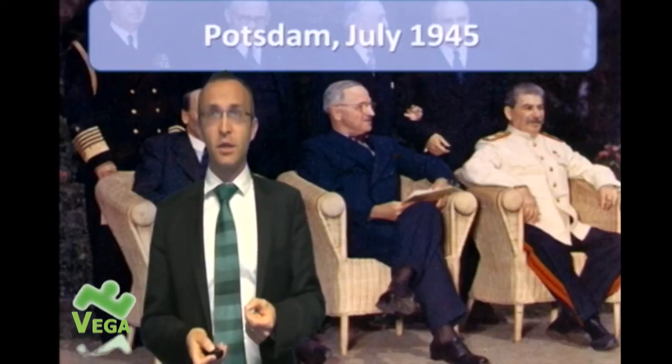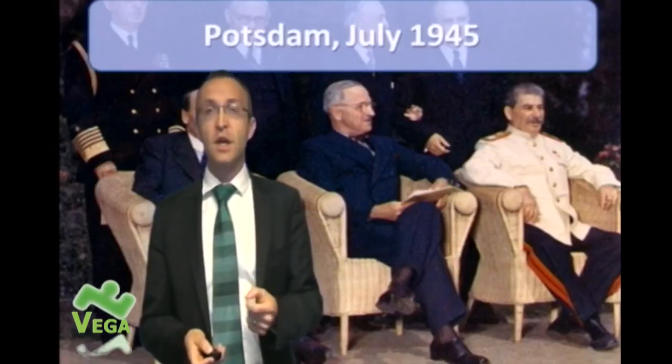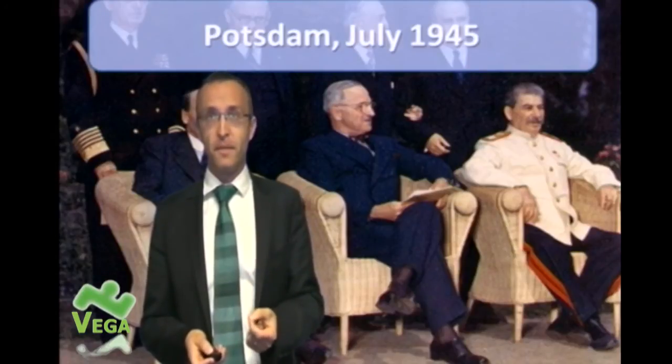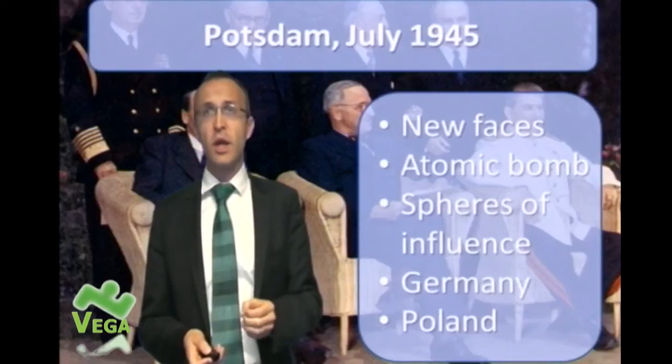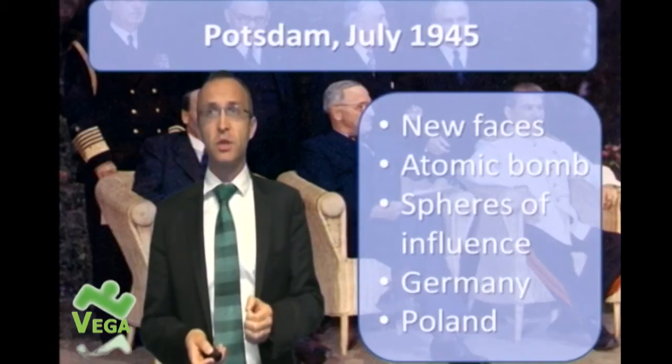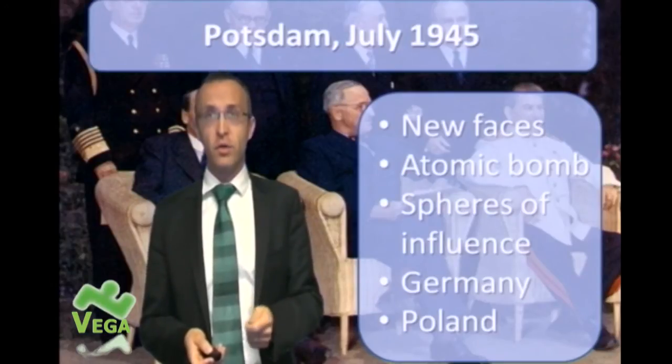Now, several months later, in July of 1945, the three leaders met again, this time in Potsdam, outside Berlin, and this time after Germany's surrender. At this point, strains really began to appear in the relations between the three powers. In the first instance, only one of the original members of the Grand Alliance, Marshal Stalin, attended the conference in Potsdam.